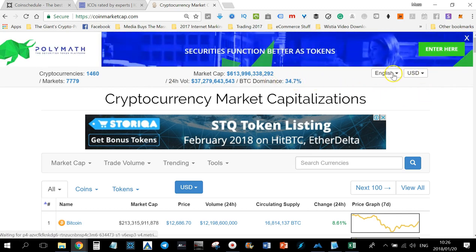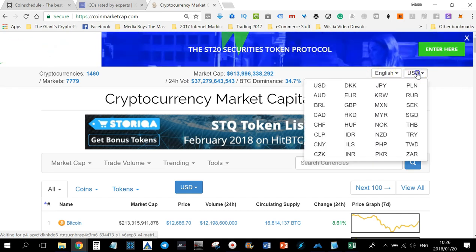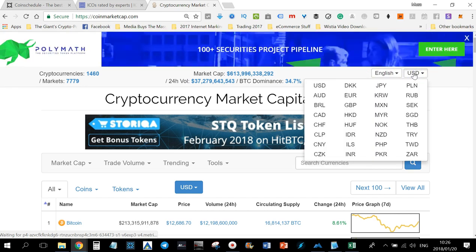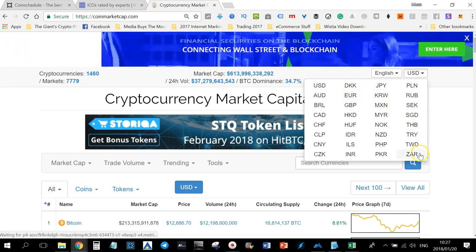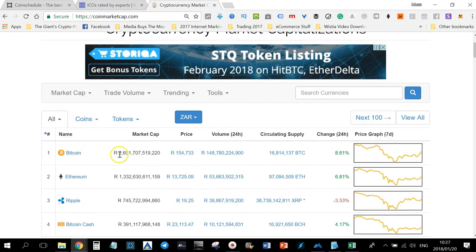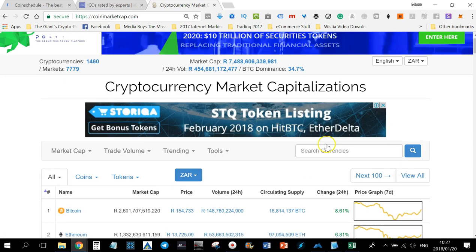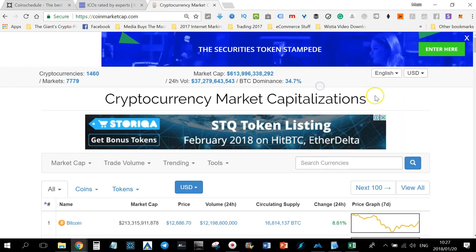And then you can switch between different languages depending on where you are in the world. You can also switch between different currencies as well. In my case, I am in South Africa, so I can display these numbers in South African rands. As you can see now, they are in South African rands, right? But let me just go back and switch back to the default, which is USD.